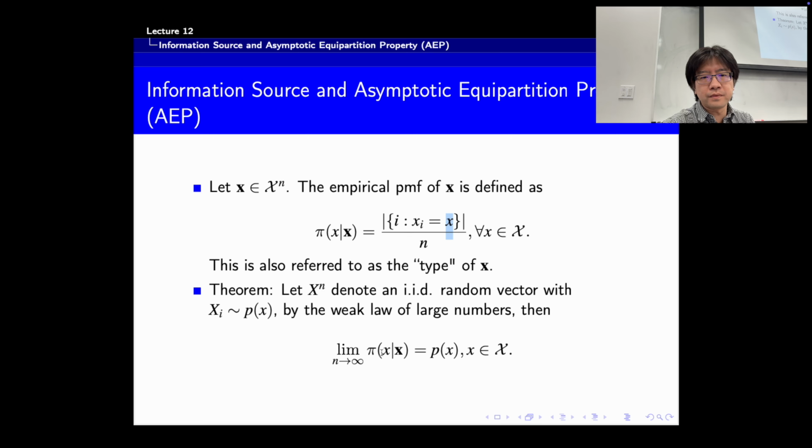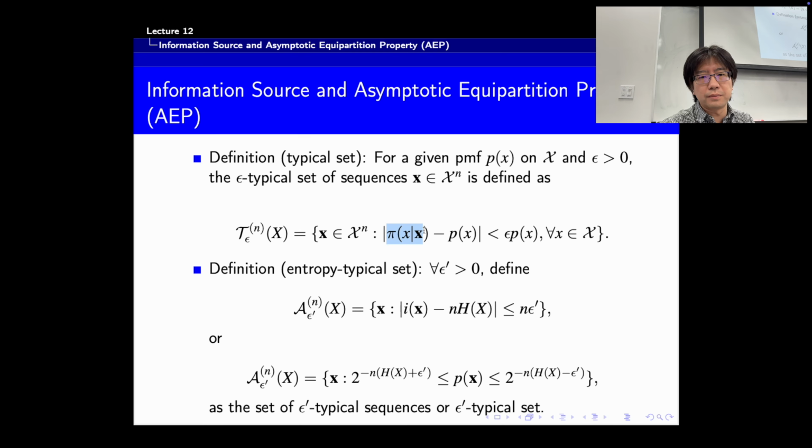Based on this definition, if this empirical PMF is very close to the actual PMF, then we say this sequence of x is in the typical set, or it is typical. This is a very convenient way to define the typical set. It's not exactly the strong typicality. This entropy typical set is normally called a weak typicality. Technically this is not strong yet, because of this. But we don't need to worry too much about it.